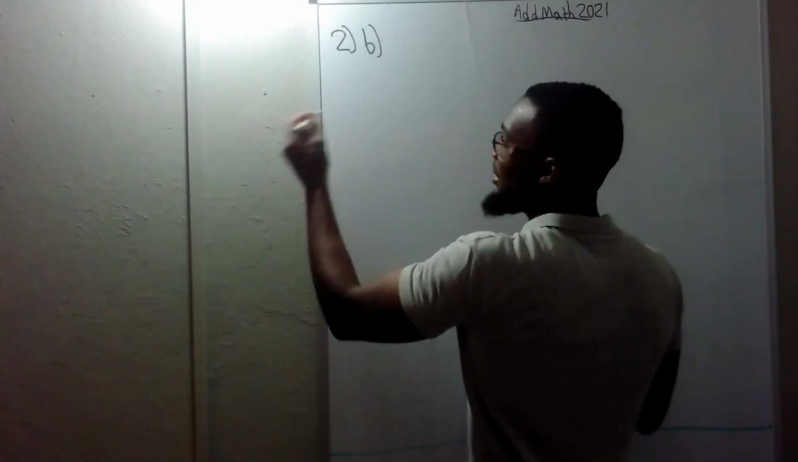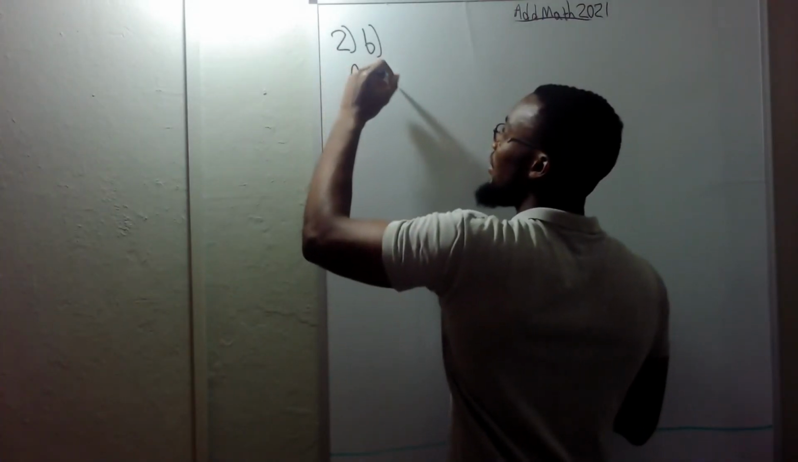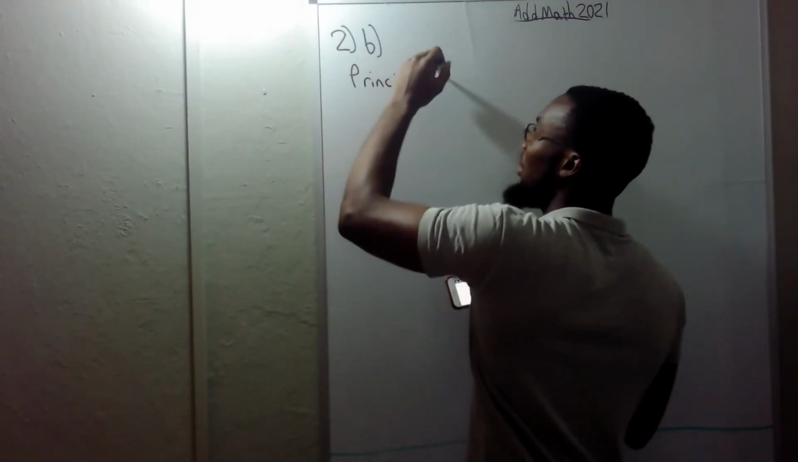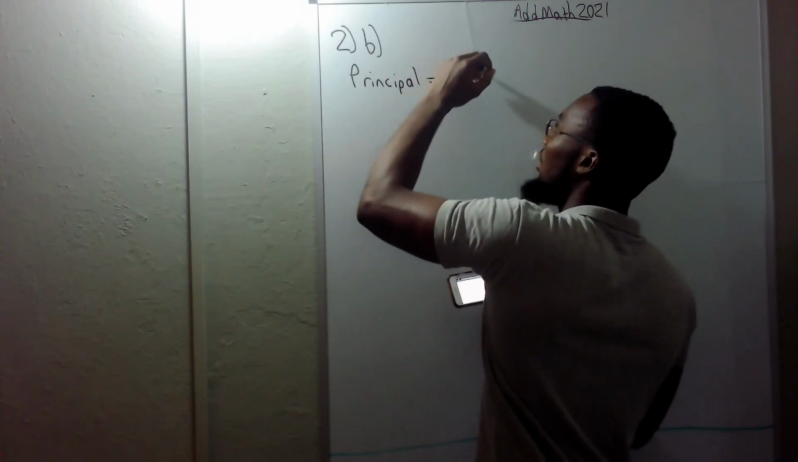Alright guys, the next part of the paper says Alice deposited $4,000 into her new savings account at the Bank of Fortune, which pays an interest rate of 8% per annum. So guys, this looks like a simple interest or compound interest question. It tells us the principal. The principal is what she just started with, what she put in the bank, $4,000.